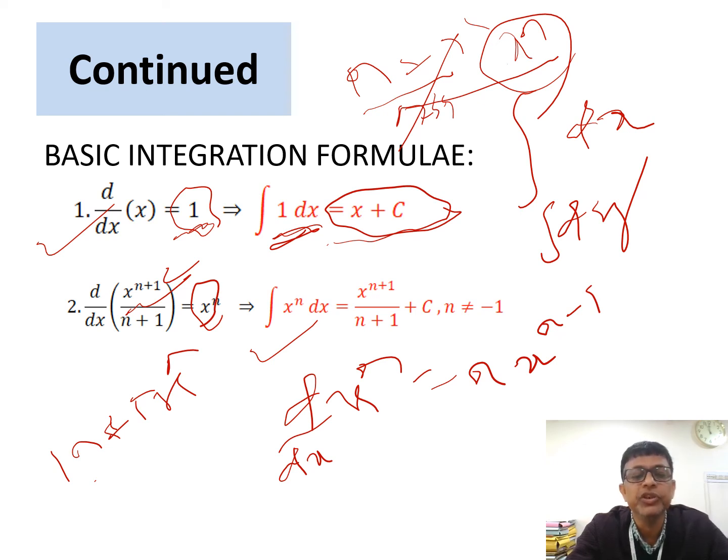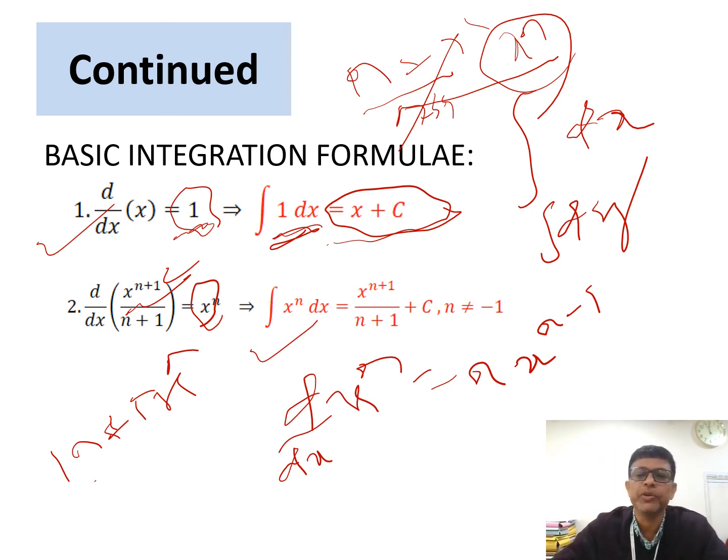Division by 0 is infinite. That means this formula is not applicable for n equal to minus 1. Otherwise it is satisfied. If you take n equal to 0, 1, 2, 3, no problem. But for n equal to minus 1, it is not possible. So we cannot use x to the power n plus 1 by n plus 1 plus c for the integration of x to the power n when n equal to minus 1.